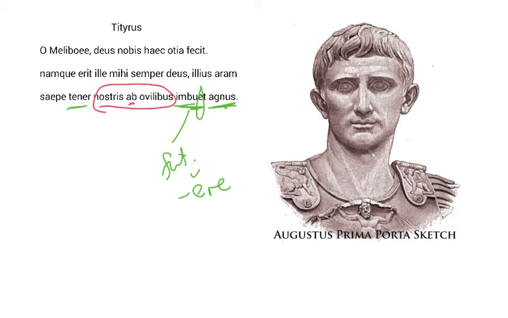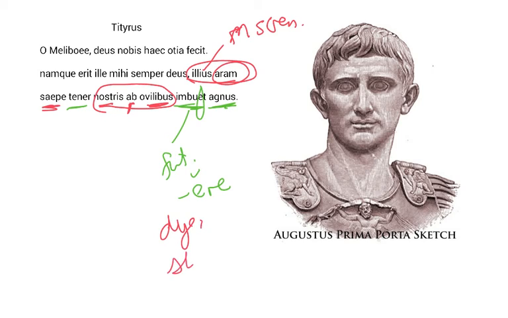Here's the ablative of separation, ovilibus nostris, with the preposition ab. A tender lamb from our flocks will stain, imbuet, often his altar, aram illius. Here's the genitive, the masculine singular genitive of possession, and here's the accusative object of imbuet. Imbuet means to dye or to stain, so the blood of this animal will adorn the altar of this one whom Tityrus believes is a god.